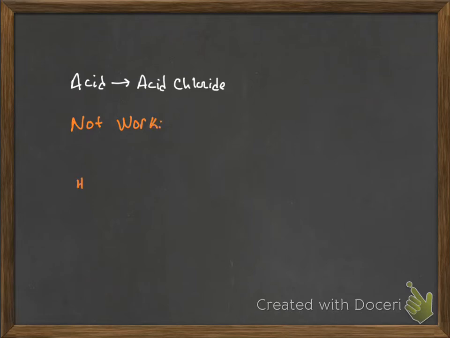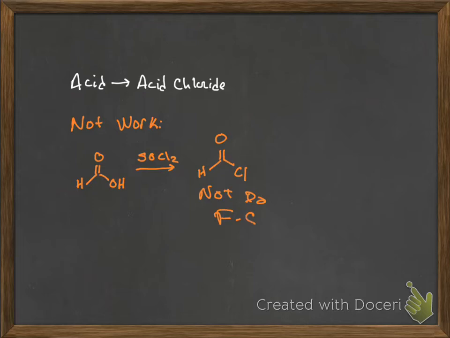So this is formic acid. We've talked about it a few times. It's the primary tracking scent that ants produce. So this will convert to the acid chloride, but it is very short-lived. So this cannot do a Friedel-Crafts acylation.